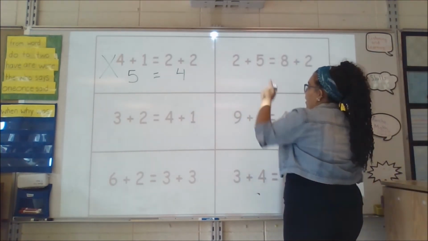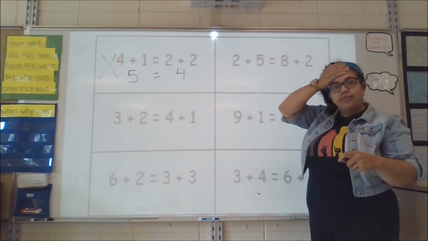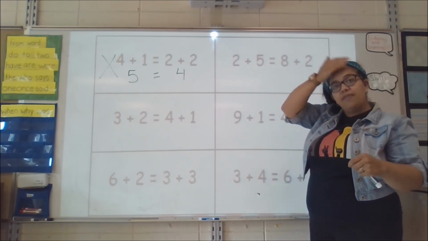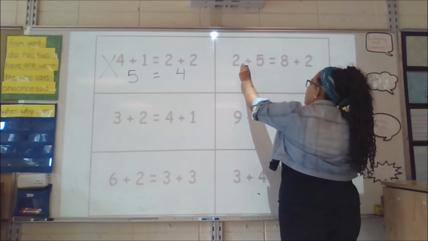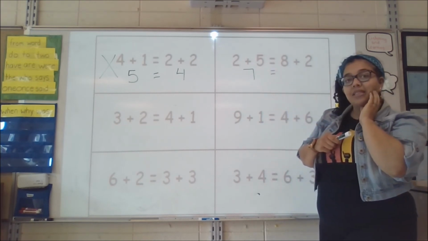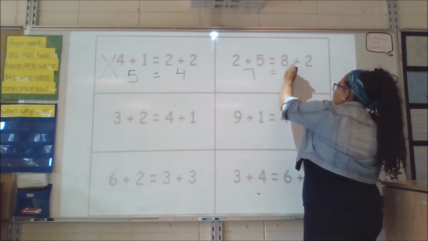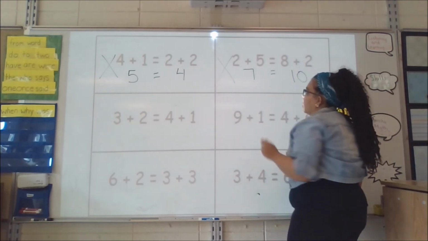Well, what is 2 and 5? If we're going to add these together, which part should we put in our head? The 5. Good job. 5, 6, 7. Okay, so that is 7. So 7 equal to, we know 8 and 2 is 10. Is 7 equal to 10? No, that is all the way wrong.